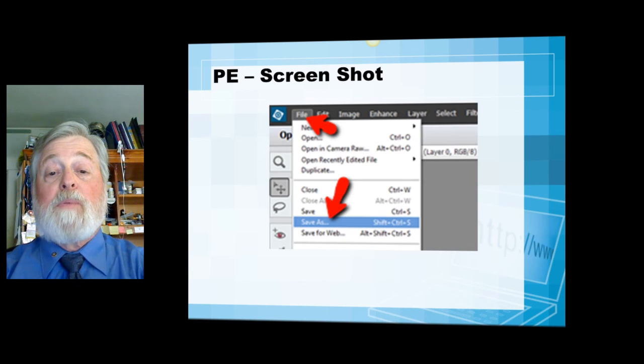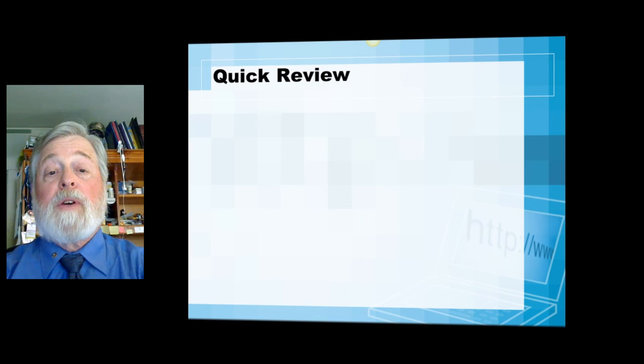Now once you get to this point, you want to save your file. So you go to File at the top, Save As, and then name this file and save it.